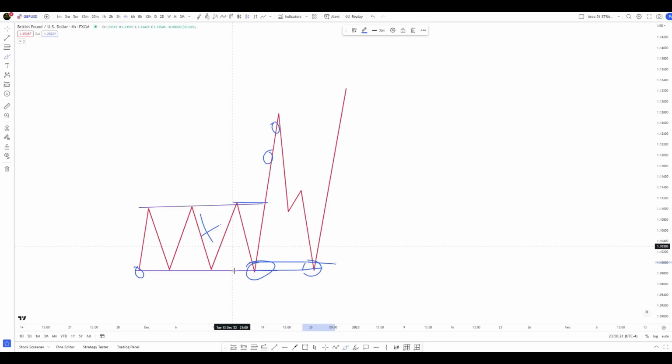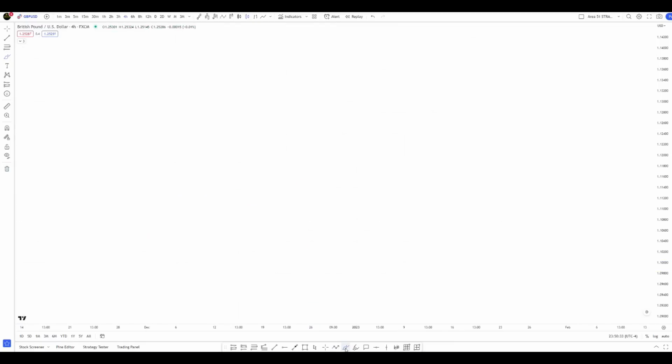The market was balanced. It created an imbalance. It came all the way back to rebalance the market, and then buyers enter the market again to continue to the upside. All right. So now let me delete this again and show you guys how it looks on a market structure basis.